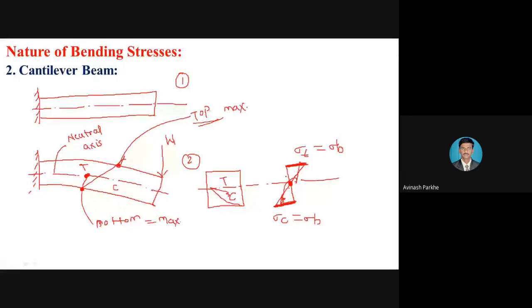Yes, have you understood this particular bending stress distribution for the simply supported and the cantilever? Yes, sir. Okay.